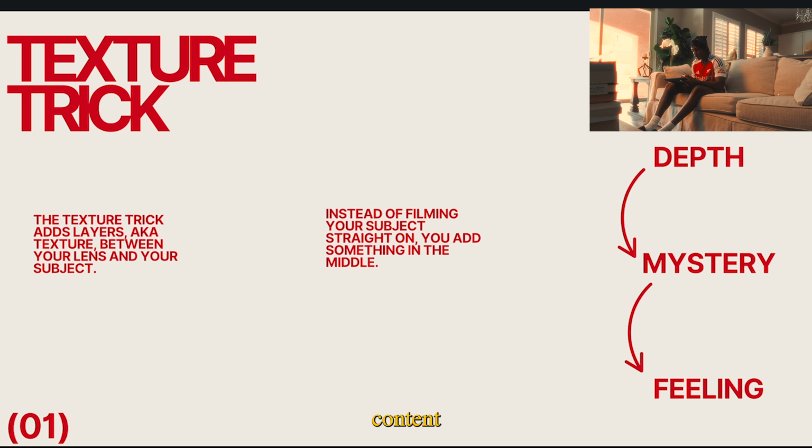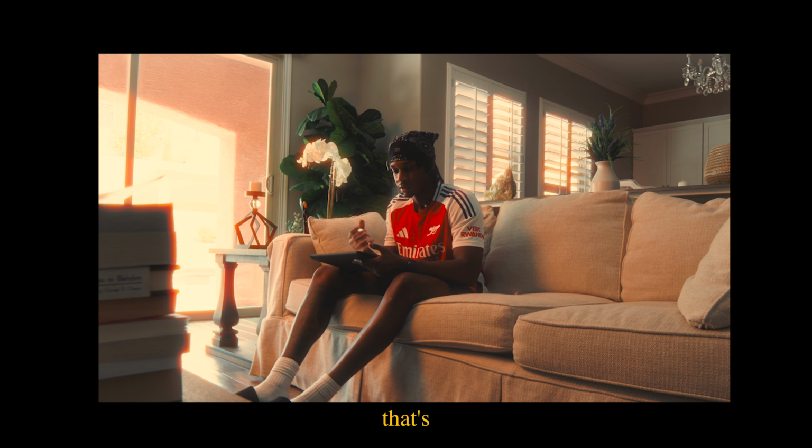The main thing about cinematic content is that it's nothing but feeling. What makes something cinematic is if you're able to evoke feeling and emotion in the viewer. So we use the texture trick in order to do that. So for example, in this shot that you're staring at right now, those books in the corner of the frame, that's texture. That's something to frame me and balance me within the shot.